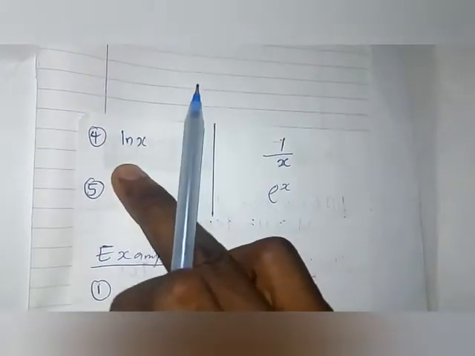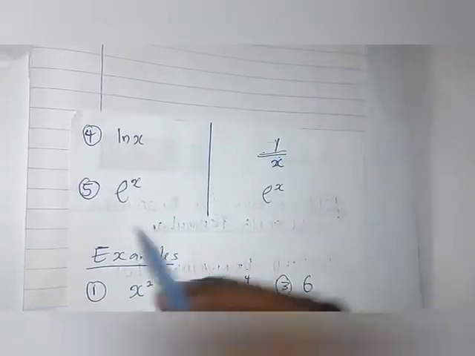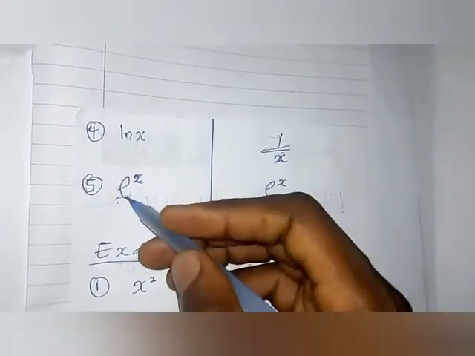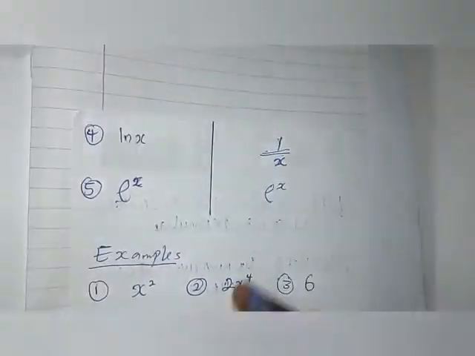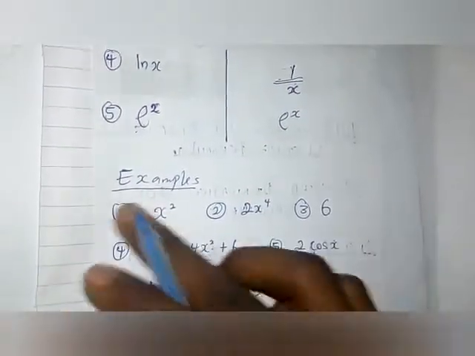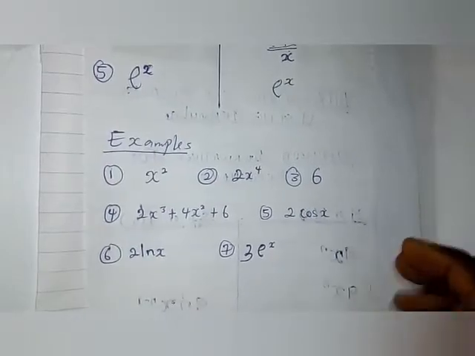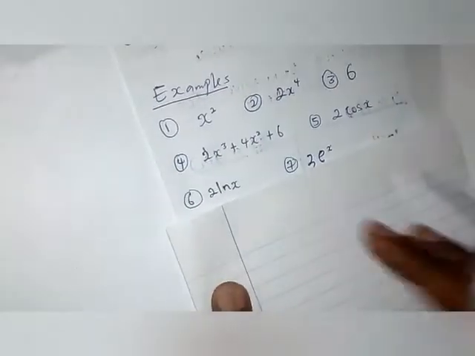We have some of them here again. If you are given ln x, that is natural log of x, the derivative is 1 over x. If you are given an exponential function, e to the x, its derivative is also e to the x. Now I will treat five, six, or seven questions by using the standard derivatives here.